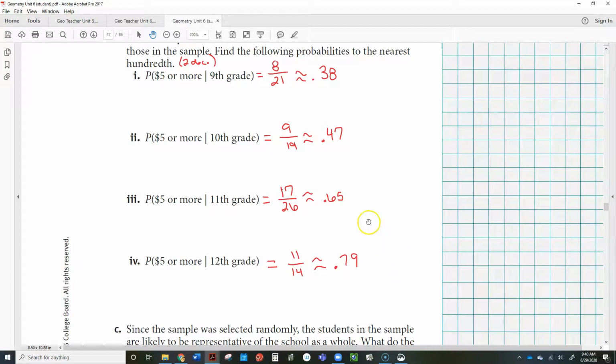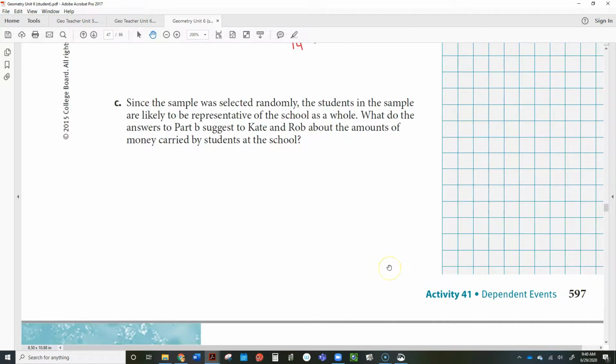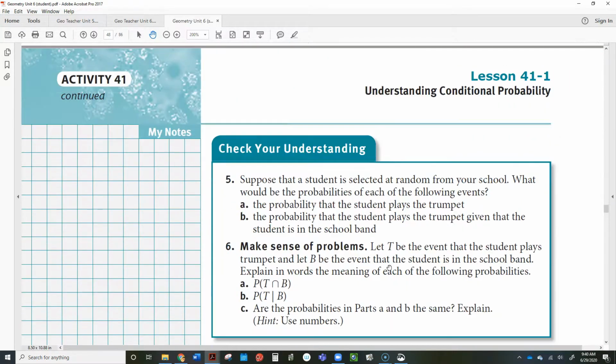So it looks to me, just looking real quickly, that your 11th and 12th graders are more likely to carry more than $5. The 9th and 10th grade, that was less than half of them. On the 11th and 12th grade, more than half of them had it. So that would be the observation that I would make. So your upperclassmen tend to carry more money.